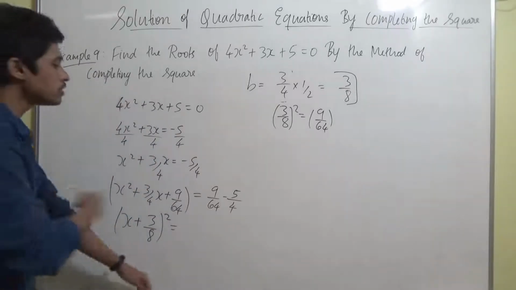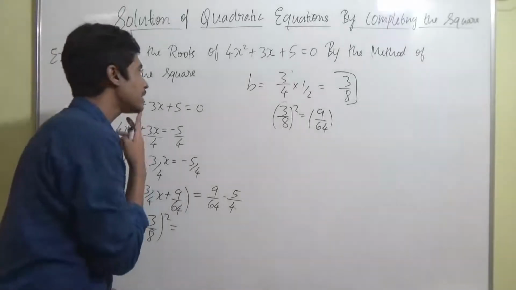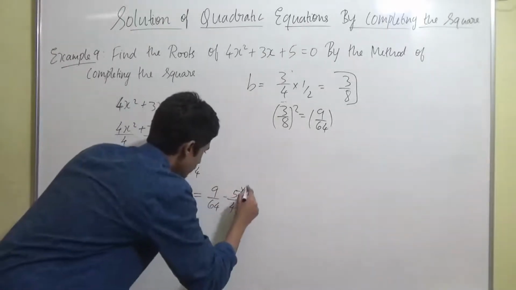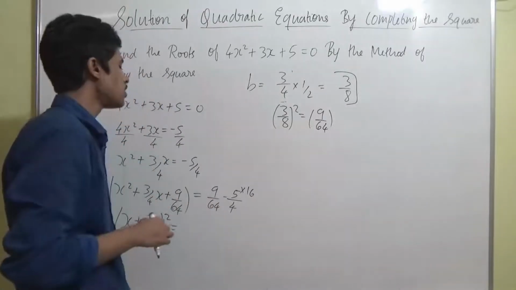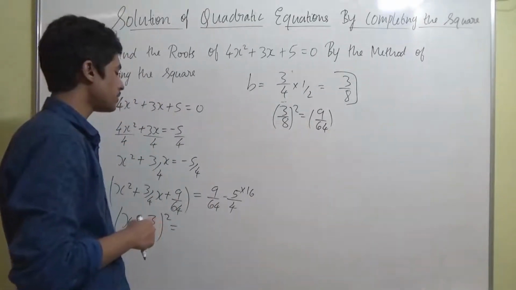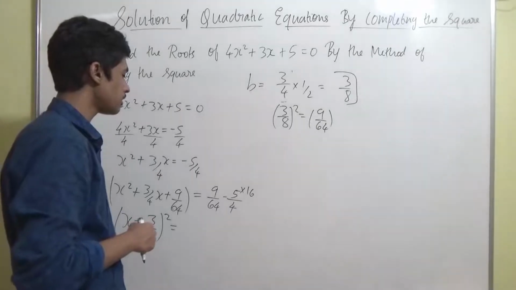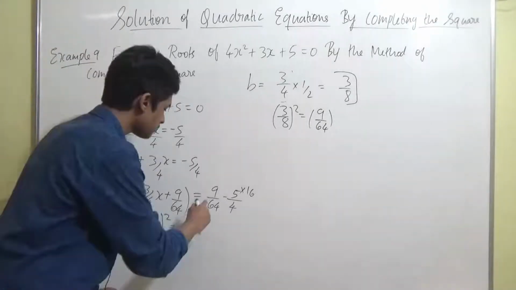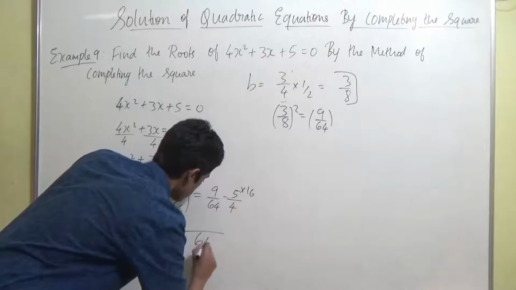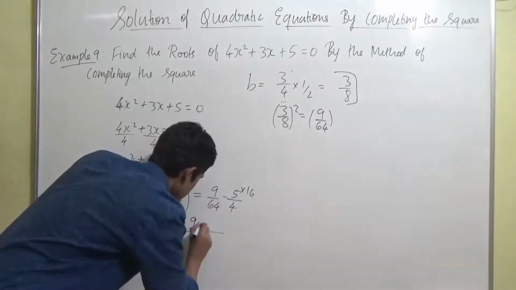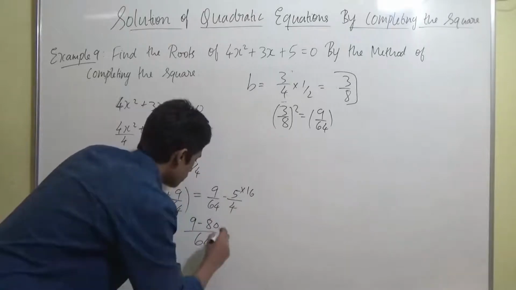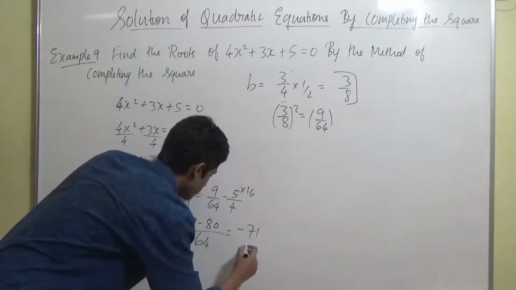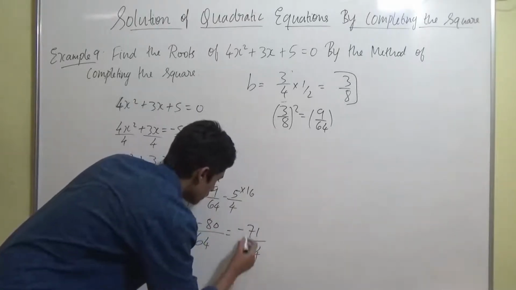Equal to, now we will solve this by taking the LCM. This is into 16. We have to do into 16 after taking the LCM. This becomes 9 minus 5 by 80. I mean, down it's going to be 64 and up it will be 9 minus 5 into 16, which is 80. So this will become minus 71 by 64.